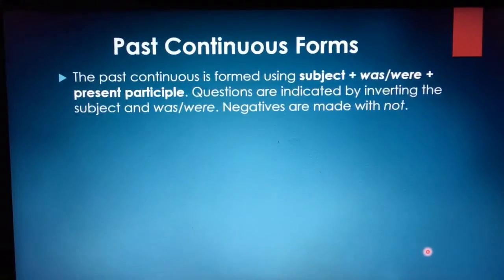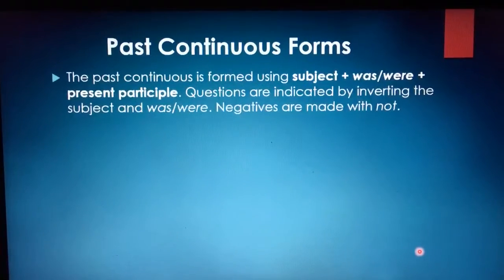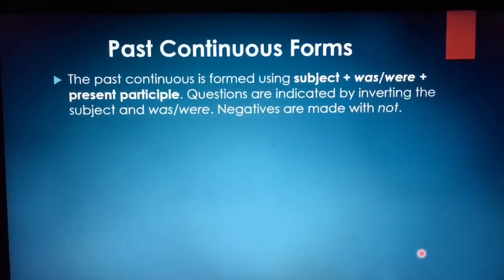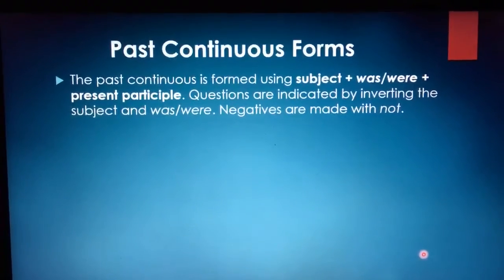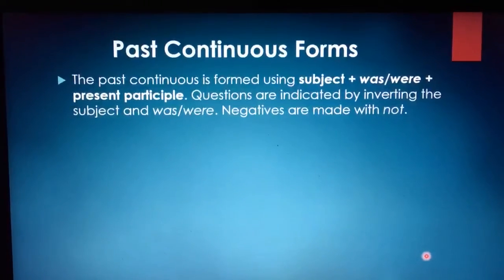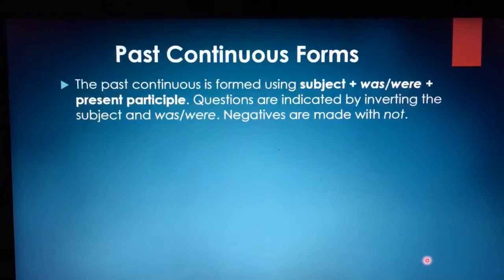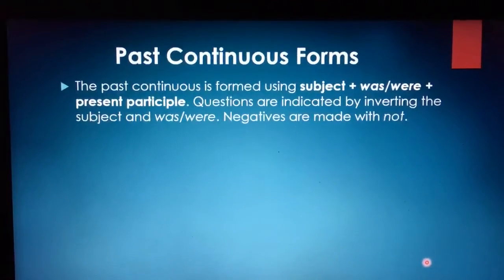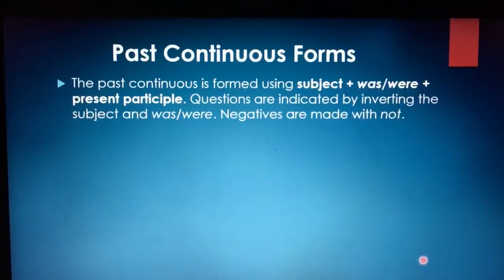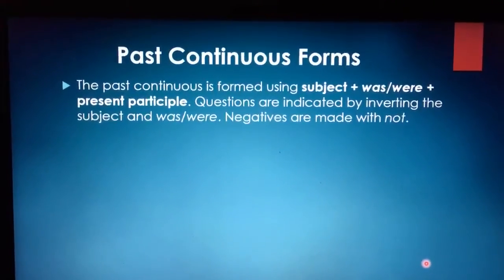Now we're going to talk about the forms of the past continuous. The past continuous is formed using a subject, which is going to be I, you, we, they, etc., plus the verb to be in the past, was or were, plus the present participle. Questions are indicated by inverting the subject and was or were. Negatives are made with not, and we're going to see a few examples of that.